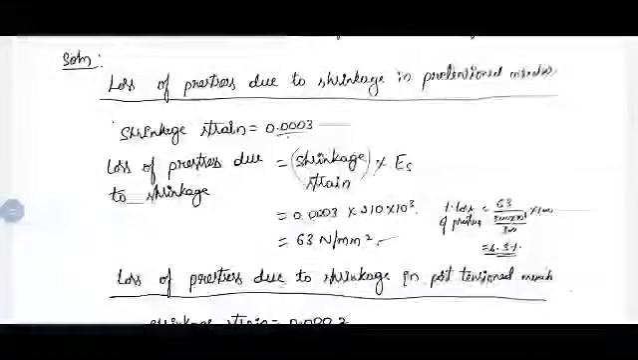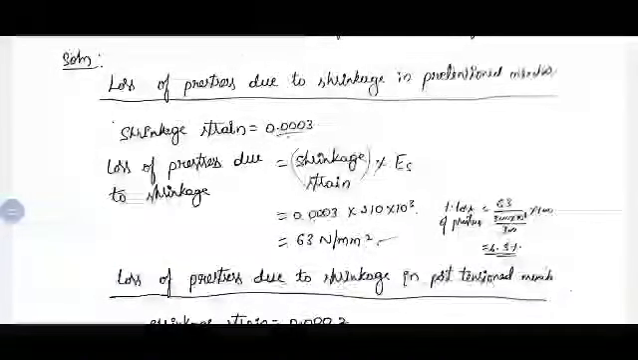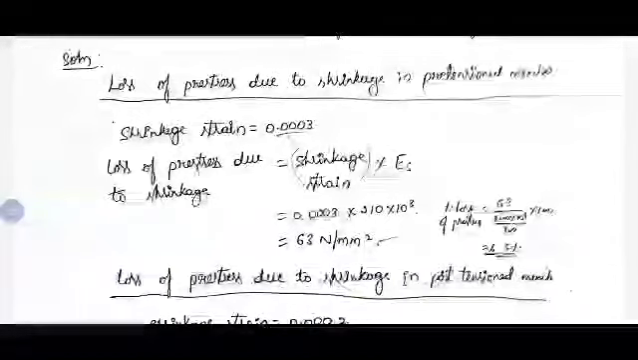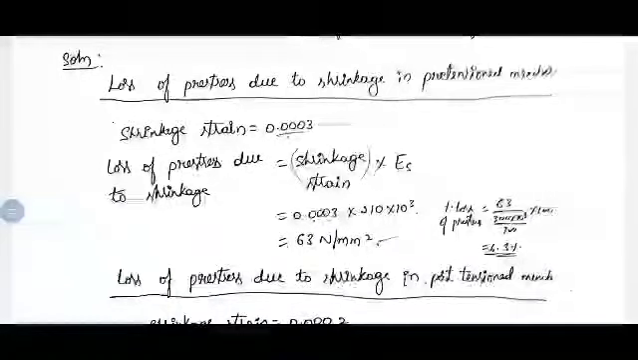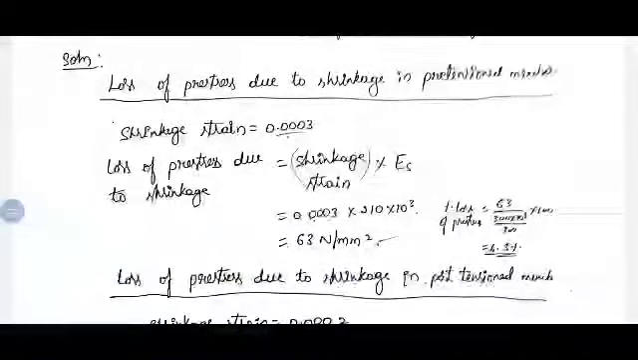Here 63 Newton per mm square is the stress, but the pre-tensioning force is given, so you need to calculate first the stress, that is load by area. Force is 300 kilonewton upon area of cross section 300 mm square. So it will become 1000 Newton per mm square. So for that you need to find out the percentage.